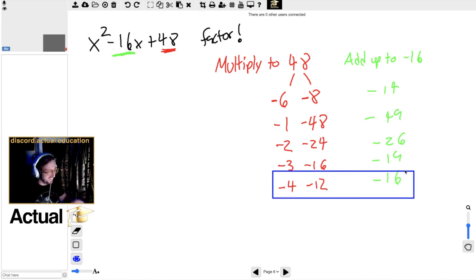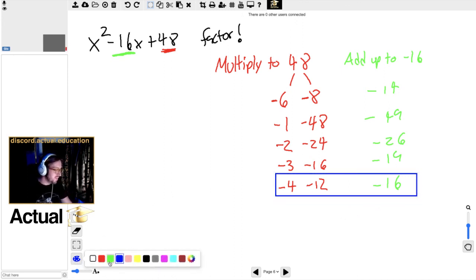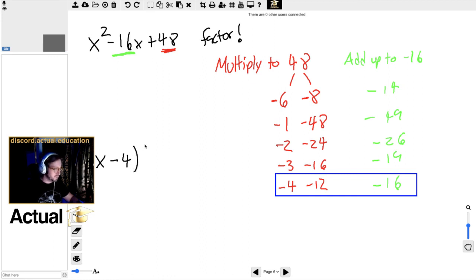All right, good. So now we found it, right? So what is our final answer then? What do we write? Parentheses. Good. X minus 4. Parentheses. X minus 12. Good. There you go. That's it, dude. That's how you do it.